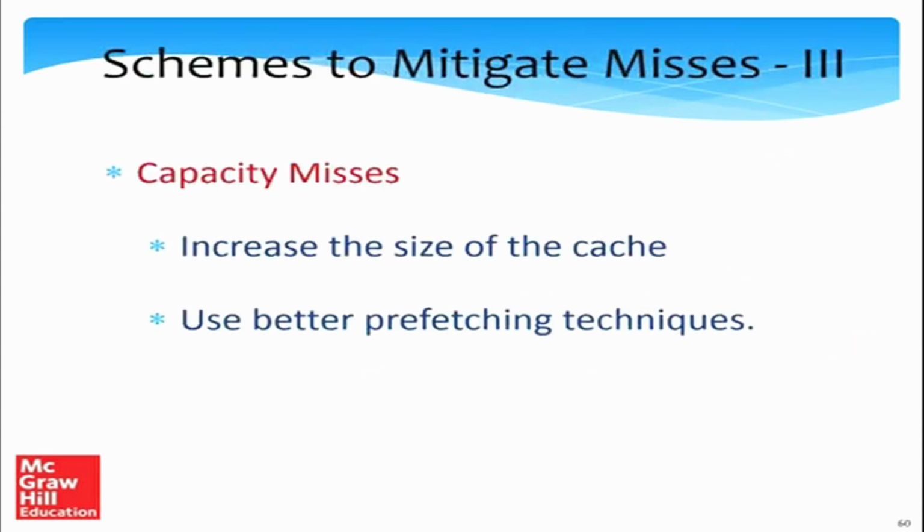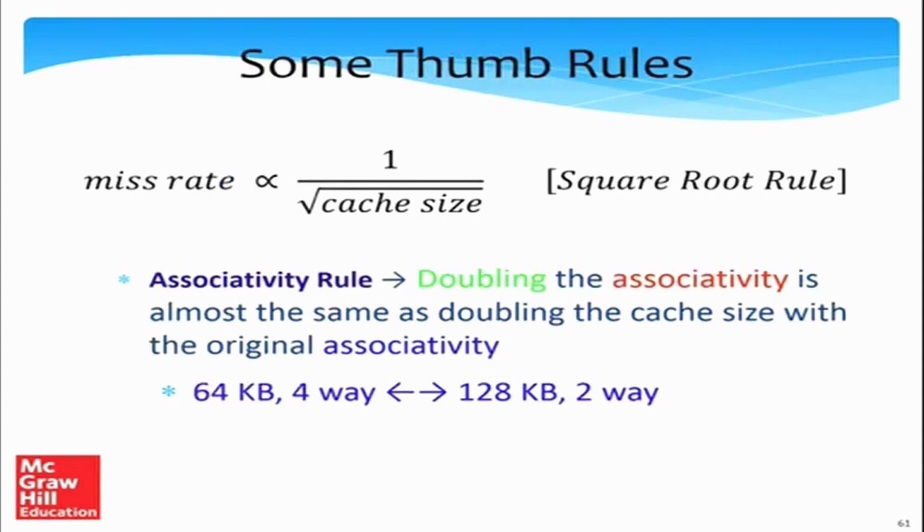All right. So for capacity misses, we again have a simple algorithm. The simplest thing is to increase the size of the cache. That is again easier said than done, because a larger cache is also slower and less efficient in terms of power. Or we can use better prefetching techniques. In this case, if we can predict and fetch what is needed in the future, hopefully that will reduce the impact of having a smaller cache. But prefetching is not a part of this course, it's a part of an advanced course in computer architecture.